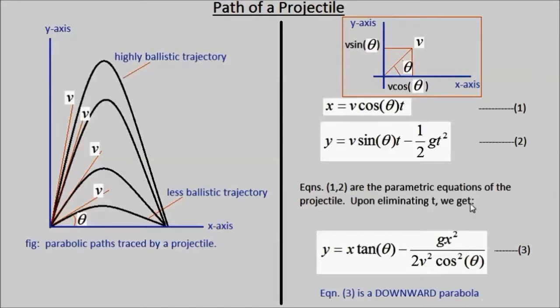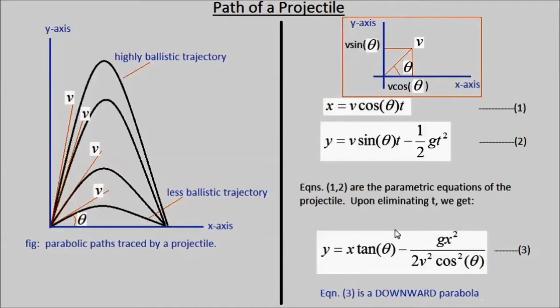Upon eliminating t, which we could do for these two parametric equations, the way we do that is just solve for t from equation 1 as t equal to x by v cos theta and put the value of t in equation 2. And we get the equation of the trajectory as y equals x tan theta minus g x squared upon 2 v squared cos squared theta, which is marked as equation 3.